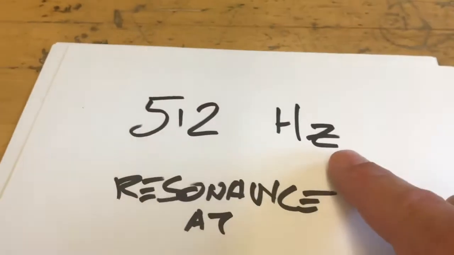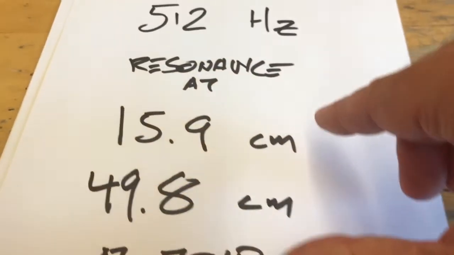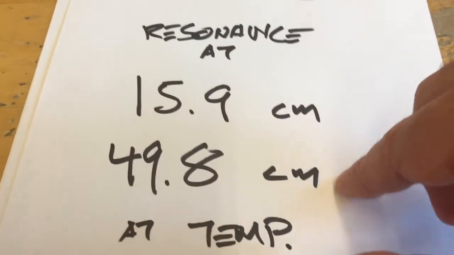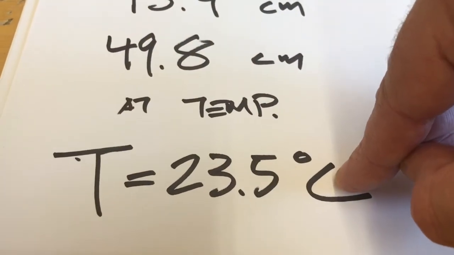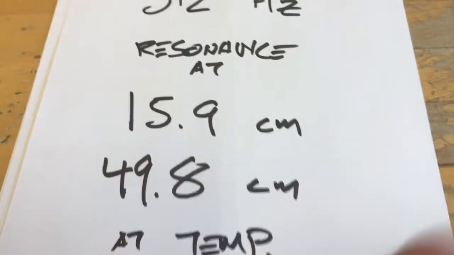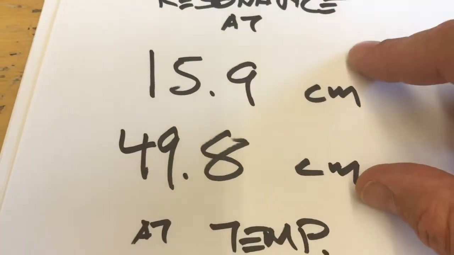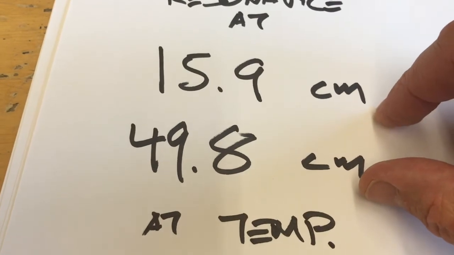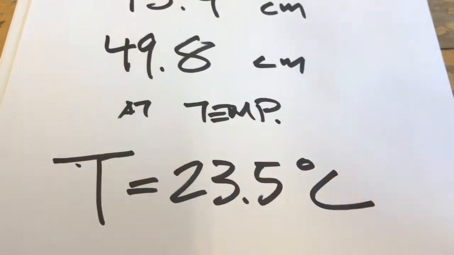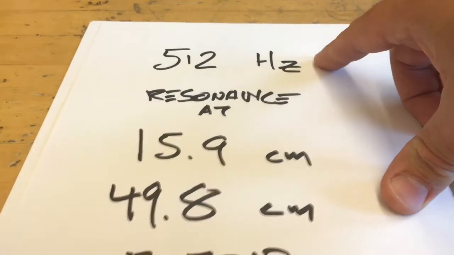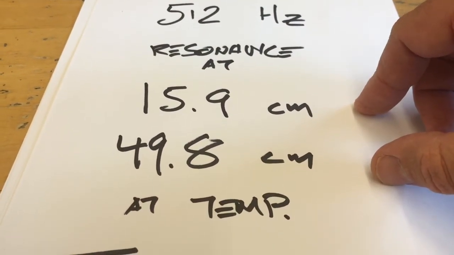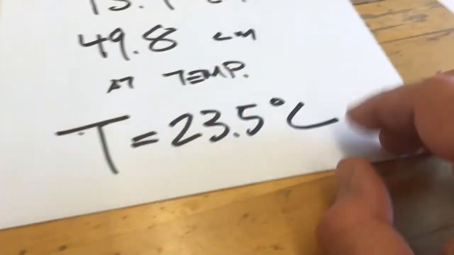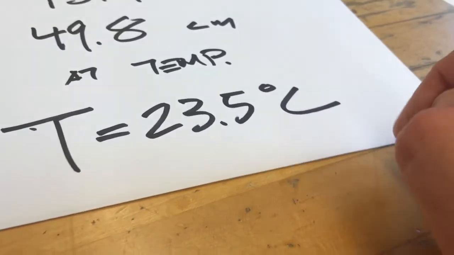The frequency is 512 hertz from the function generator. I found a resonance at 15.9 centimeters and 49.8 centimeters on the ruler, and that was with a room temperature of 23.5 C. So with these two distances, we can figure out the wavelength of the sound, and we know the frequency and the wavelength, so putting those together, we can figure out the speed of sound. You can use that to compensate for the temperature dependence for calculating a reference.